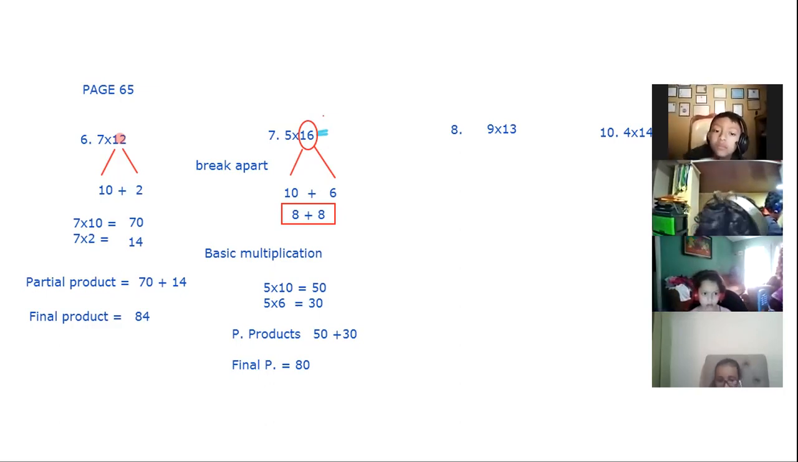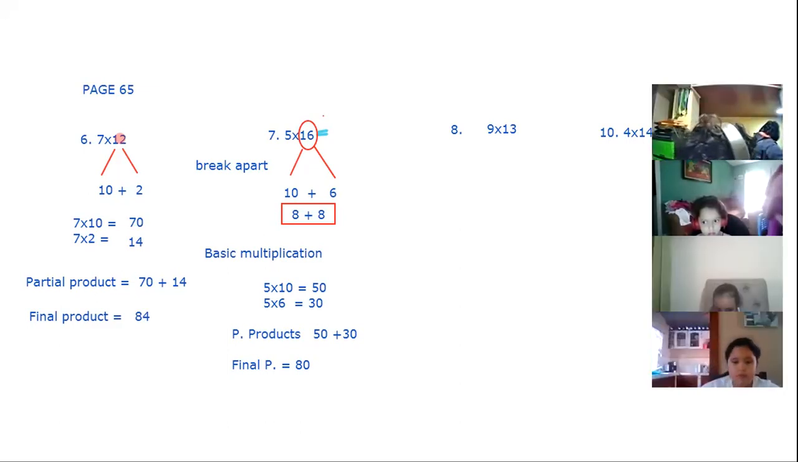Maybe over there on the screen is the answer. But I see basic multiplication and product are the answer. Final P is 80. Exactly. Final P means final product. Okay. I am using the vocabulary because I want you to get familiar with it, okay?